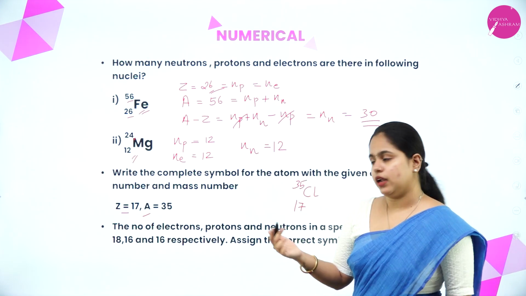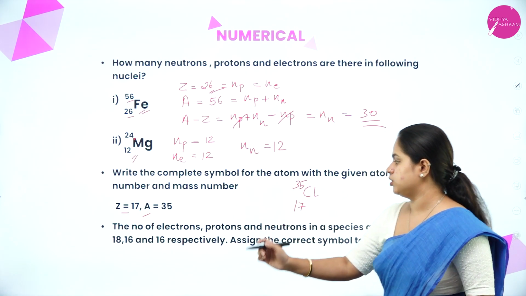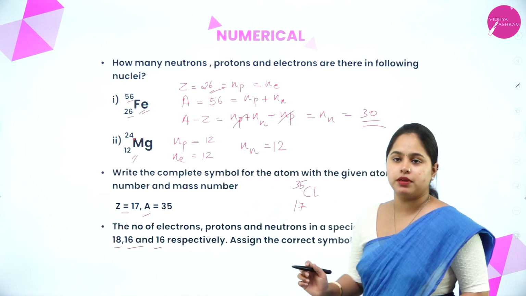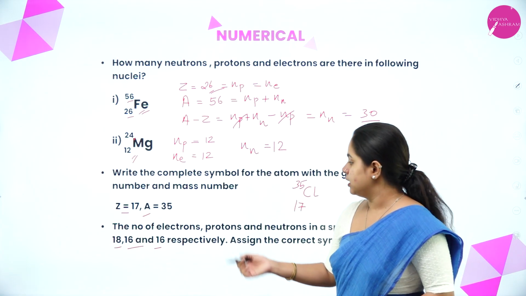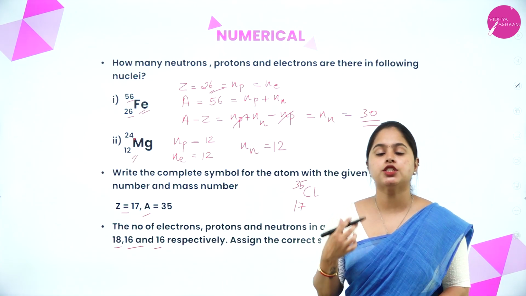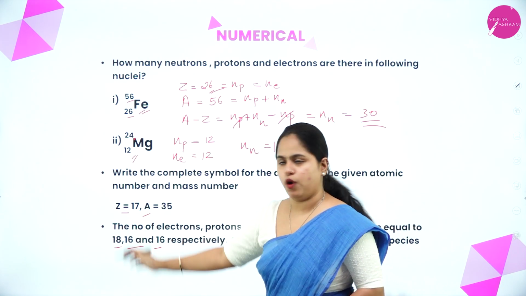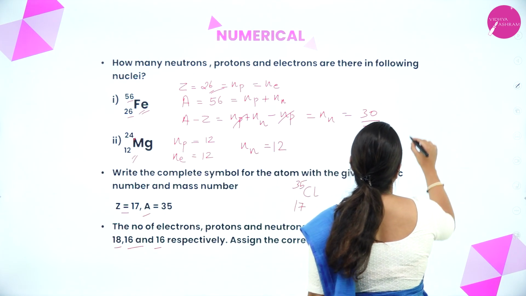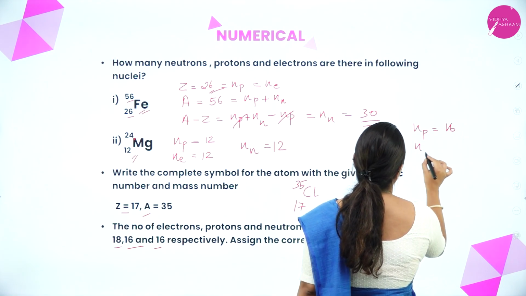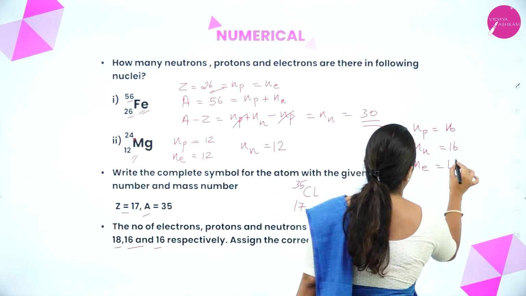So now let's see our last question. The number of electrons, protons and neutrons in a species are equal to 18, 16 and 16 respectively. Assign the correct symbol to the species. So in this case, the numbers are already given. Now you have to calculate your atomic number and mass number and represent it in this form. The number of protons is 16, the number of neutrons is also 16, and your number of electrons is 18.